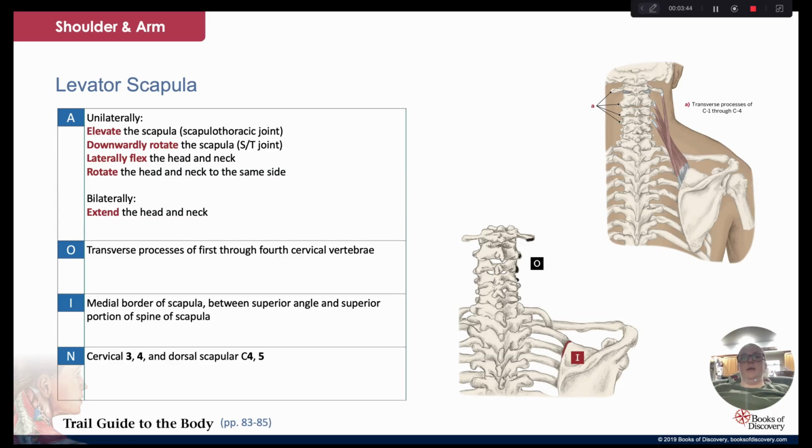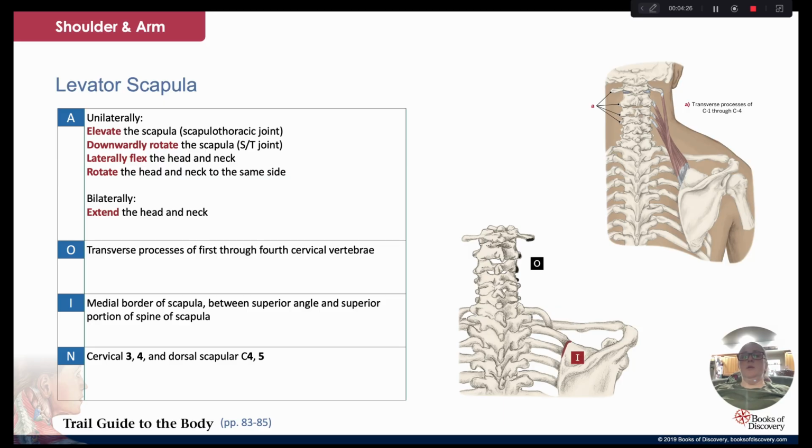Levator. The levator's action mainly is the name. If you think of levitating, somebody is levitating, right? They are coming up off the ground. In this case, it is elevating. So levator means to elevate. If you were to unilaterally contract this muscle, one-sided, it's going to bring that shoulder up, right? It's also going to downwardly rotate and laterally flex the head and neck. So not only does this move the shoulder, this also is a neck flexor muscle.